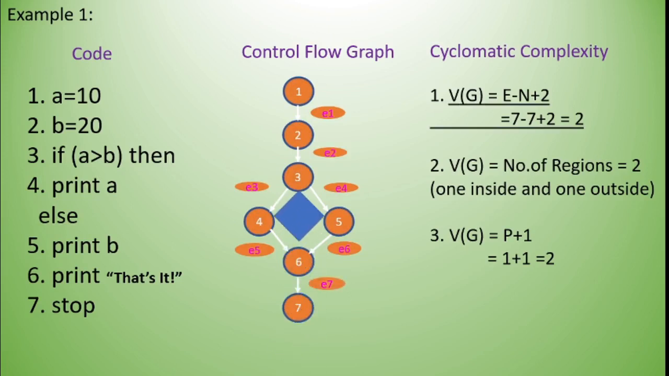And next is the number of regions. You have one inner region and one outer region. So V(G) is equal to 2. And the third formula, number of predicate nodes plus 1. There is only one predicate node, so 1 plus 1 is equal to 2.